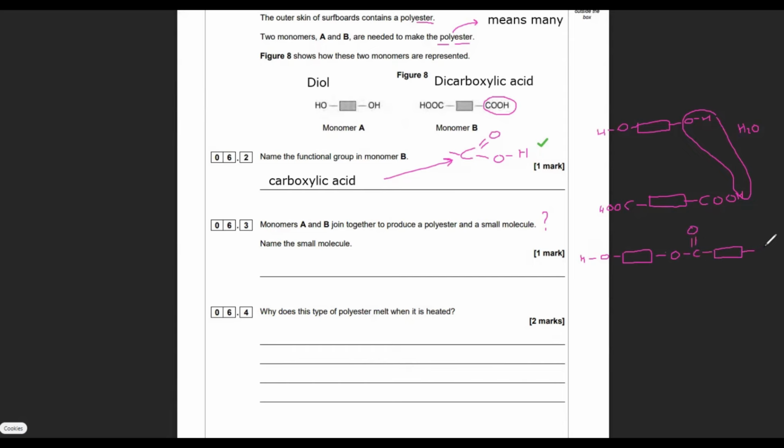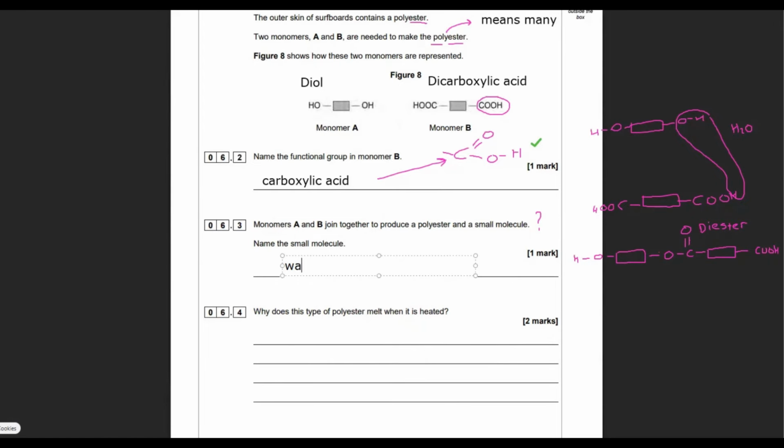So the carboxylic acid bit joins with the alcohol bit, and they join together. And you just have to make sure you remove an OH. Now that's a diester. For a polyester, you've got to remember to remove 2 H2Os. So the water molecule is what's removed. I'm waffling. Why does this type of polyester melt when it's heated?